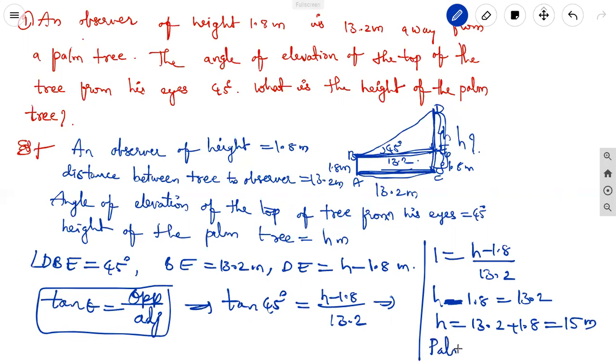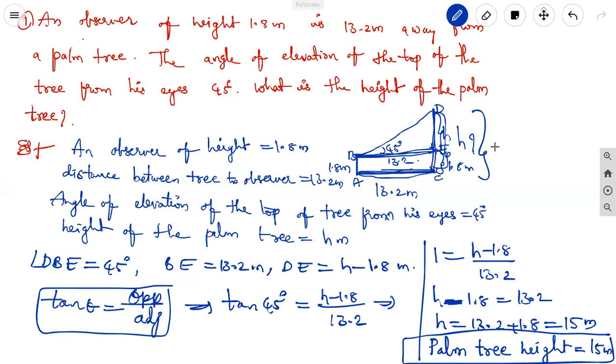Therefore, the palm tree height is equal to 15 meter. Directly we can get it here. Okay, this is the way. If we take the total as h, then the distance is h minus 1.8 meter.